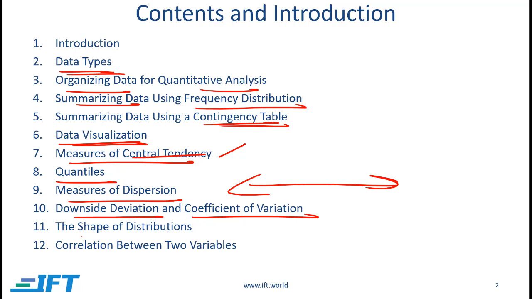Then in section 11, we will look at the shape of distributions. At a very basic level, a distribution might be symmetric, which means that there is a similar looking distribution above and below the mean, or sometimes distributions can be asymmetric. And then finally, we will talk about the correlation between two variables.